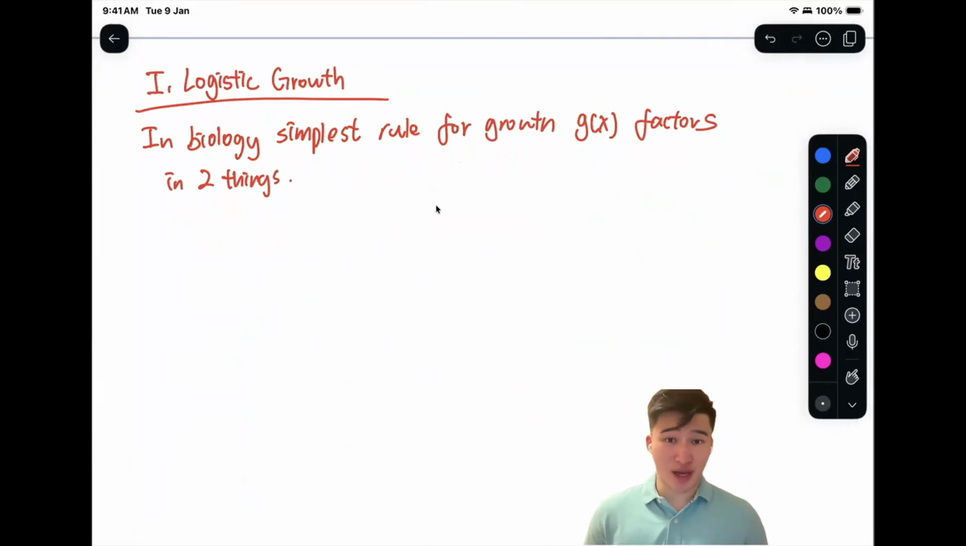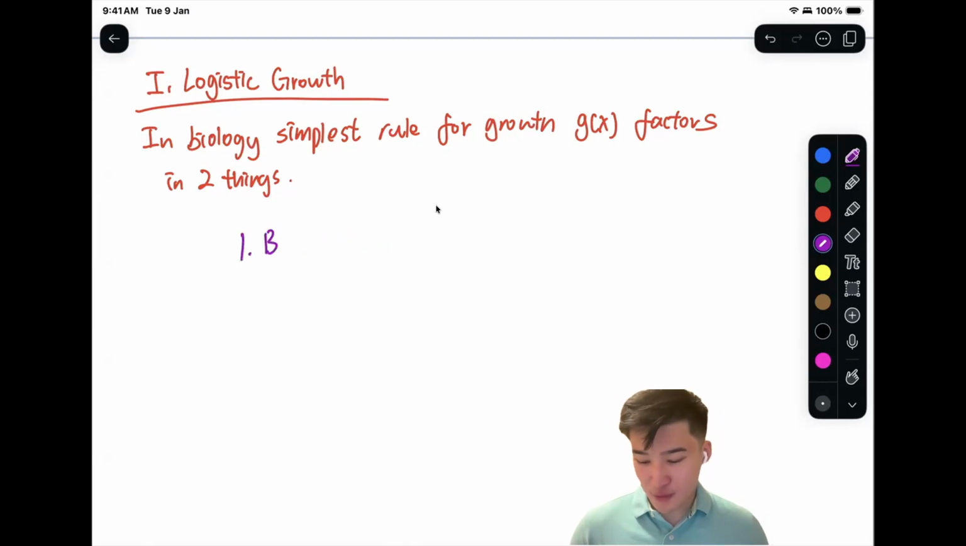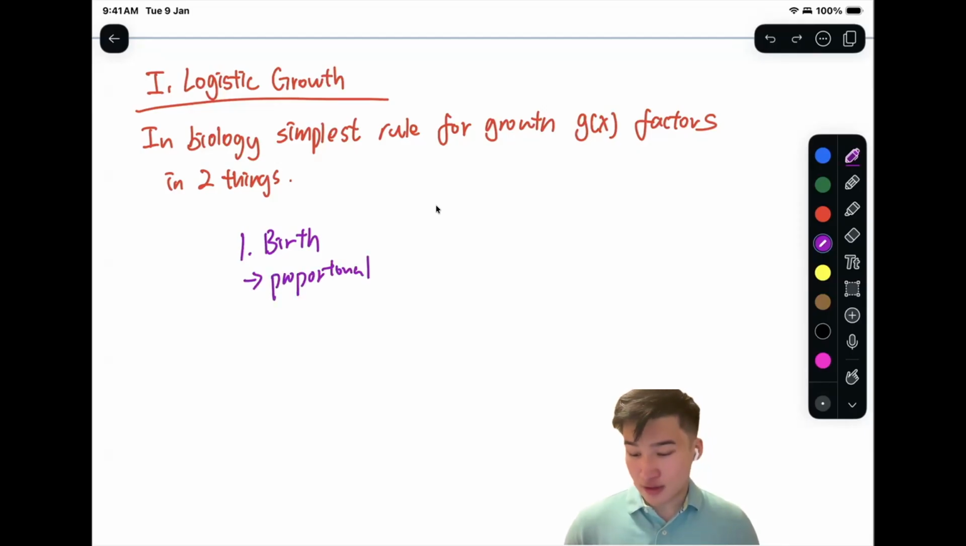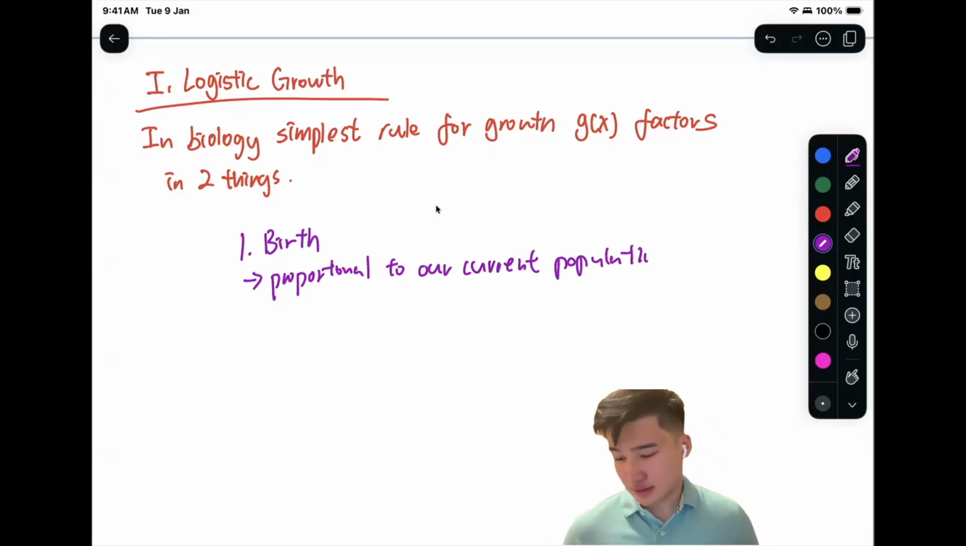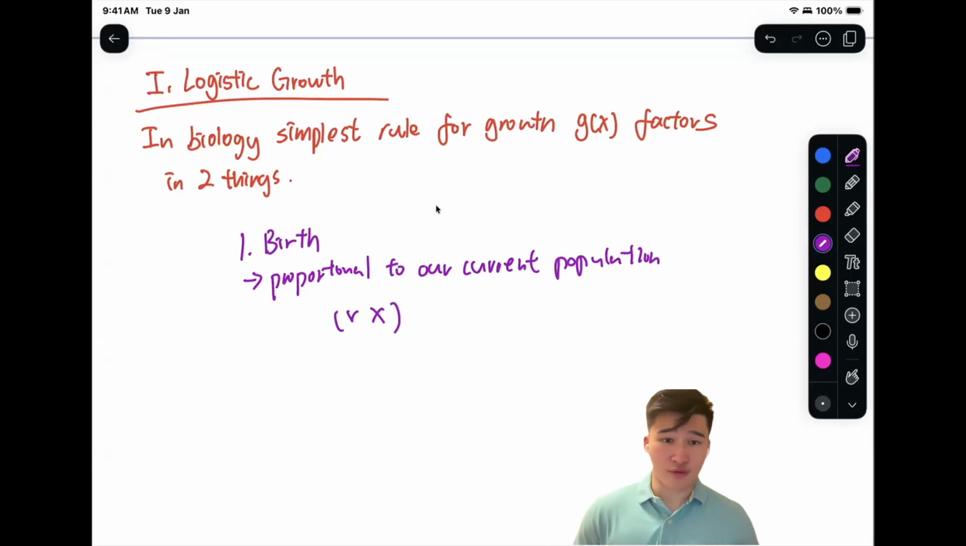So here's our first step. We have 3 steps in total. First step, we're going to take a look at the logistic growth. The simplest rule for growth, as you can see here, factors in 2 things. So the first thing we need is birth, right? In order for populations to grow, we need to have more babies, more population, right? So it is proportional to our current population, basically our x. Proportionality constant times x, and r is basically our growth rate.